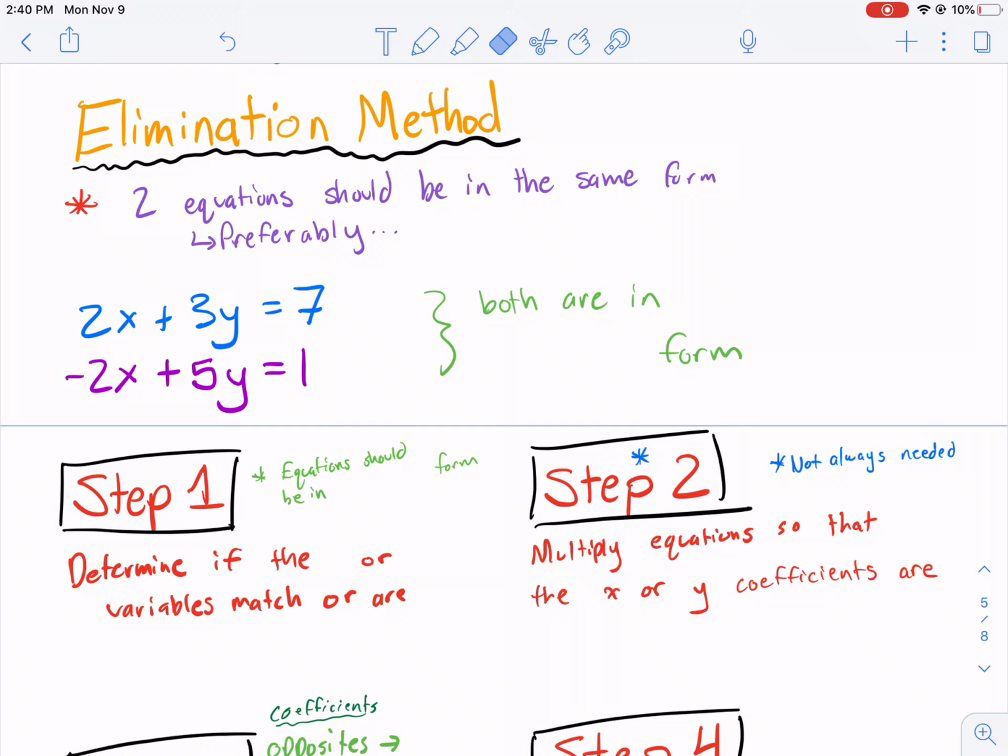This is part 3 of the systems of equations tutorial, the notes for advanced topics. Let's go ahead and get right into it. Two equations should be in the same form when you're using the elimination method. We talked about substitution, we talked about graphing.